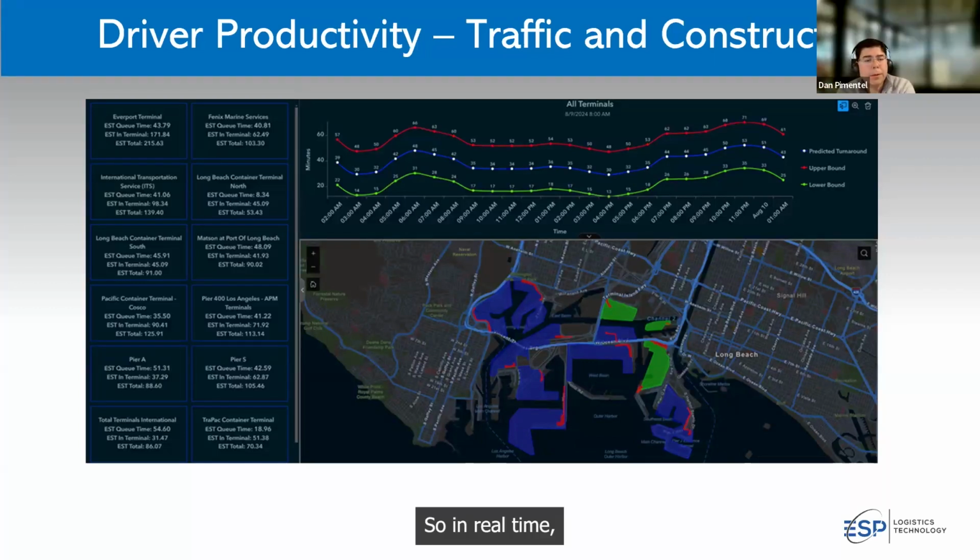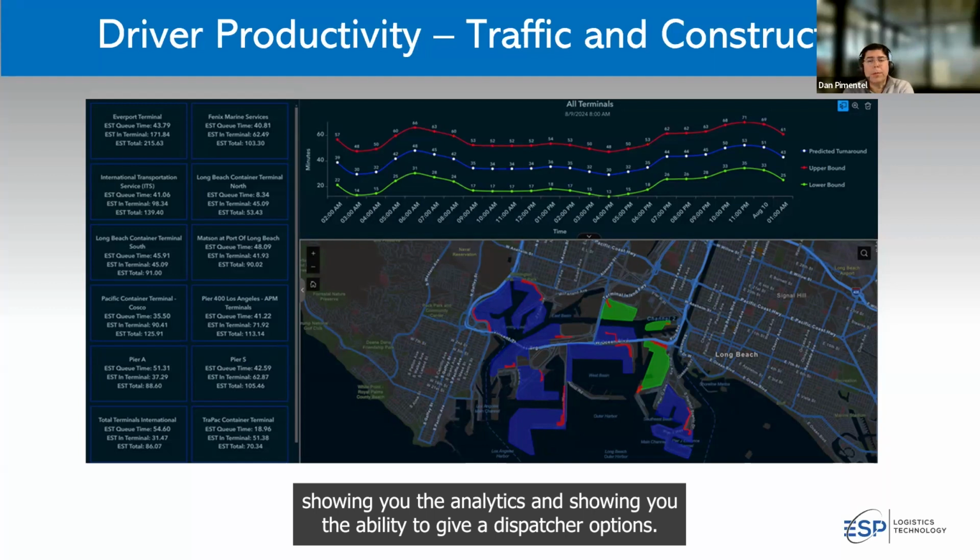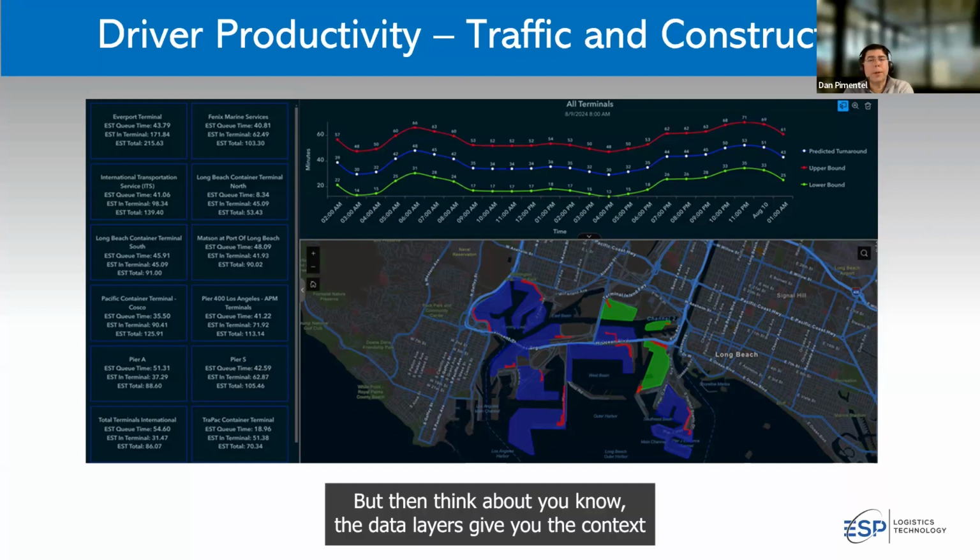So in real time, right, showing you the analytics and showing you the ability to give a dispatcher options, and we know that they're revamping the appointment systems in these two port complexes. But then think about, the data layers give you the context of some of those environments they're moving through.